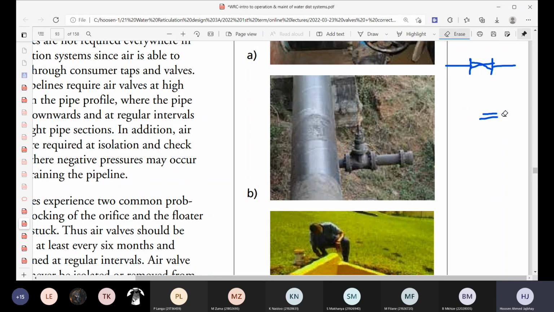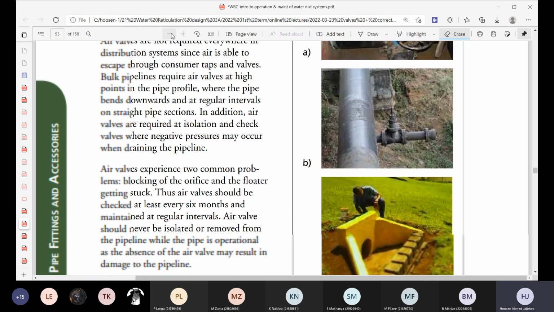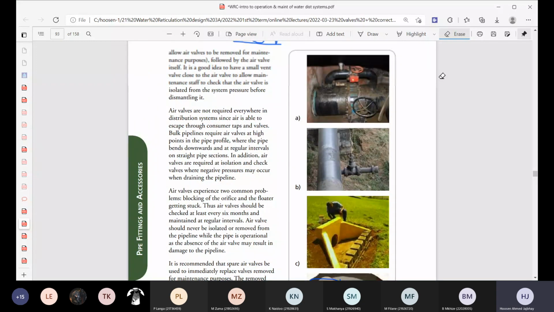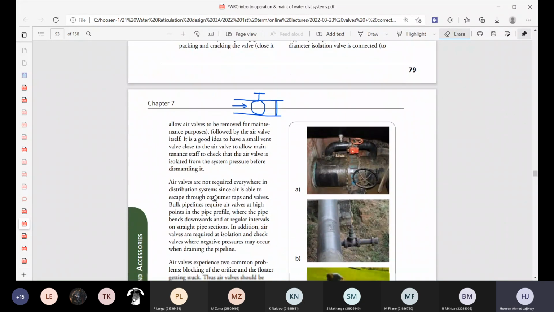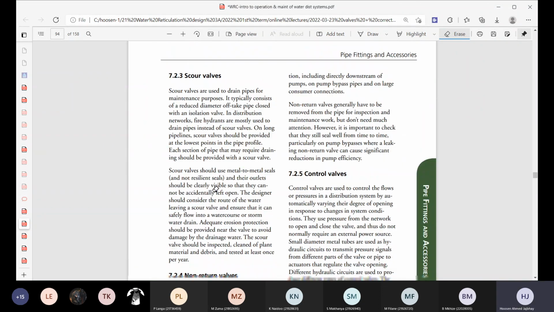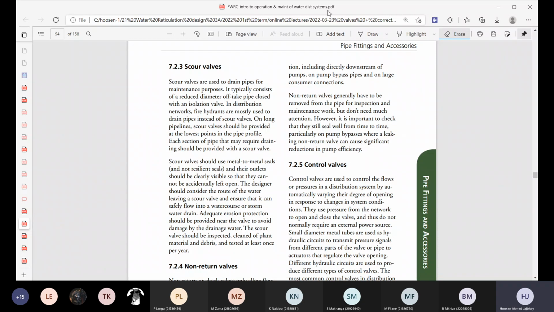Right, so that's on valves. Let me just go back to the picture. So these are some pictures just to illustrate to you the different types of valves that we have. I spoke about air valves. Scour valves, I've spoken to you about that. They're used to drain pipes, right, for maintenance.